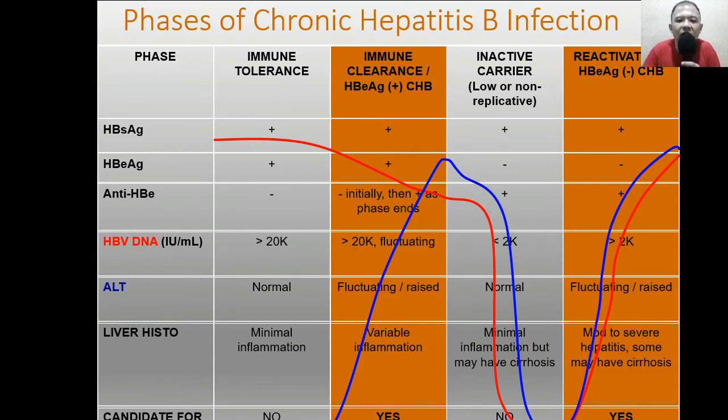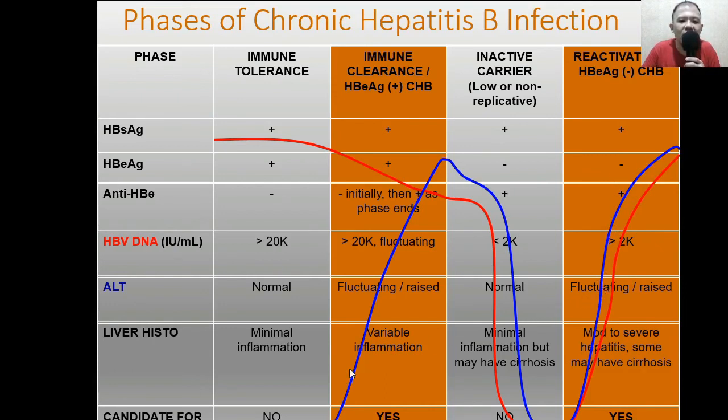Next, the carrier. So why do we say that it's carrier? At this point in time, you see already the patient is not infectious, although still positive for HBs. And you have a lesser viral load. However, don't be complacent. There will come a time where the patient will have an increase of HBV DNA.